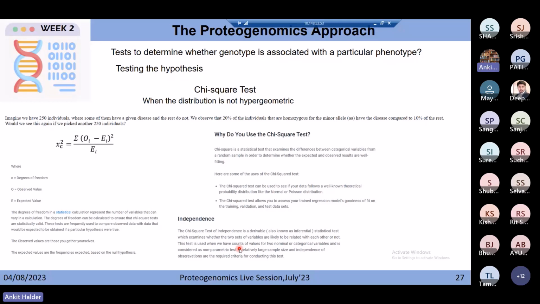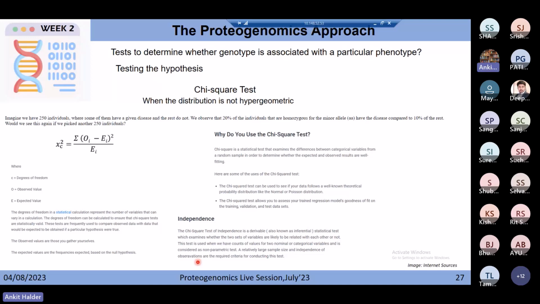It is also used when the sample size is relatively large and the observations are independent. This is another important criterion that you need to keep in mind before applying the chi-square test: you need to check the independence of observations, that the observations are independent of each other. That means the population you are picking is not going to come from another population; all the observations that you made are independent. So this is the chi-square test.